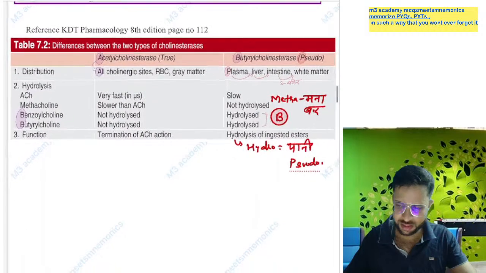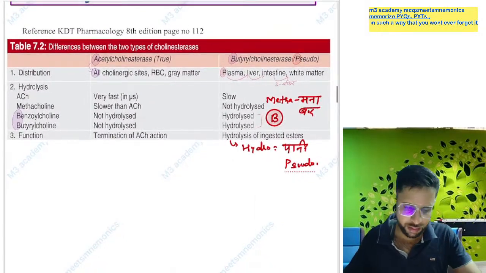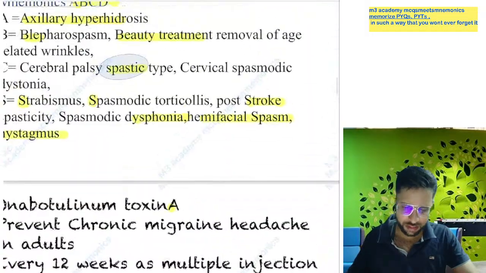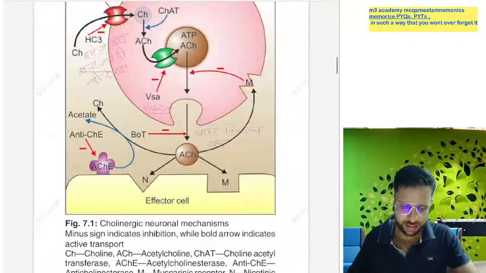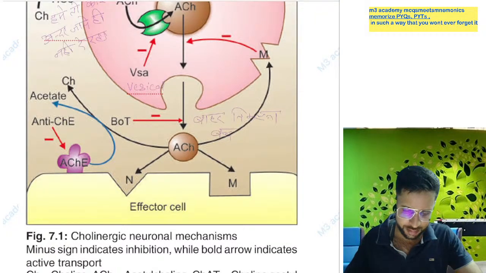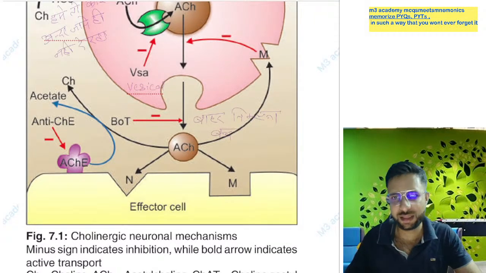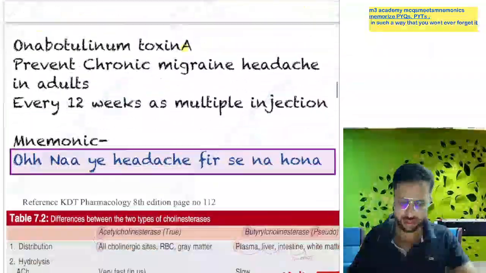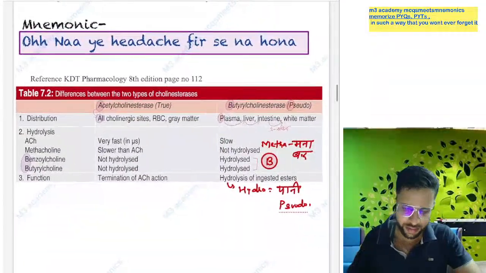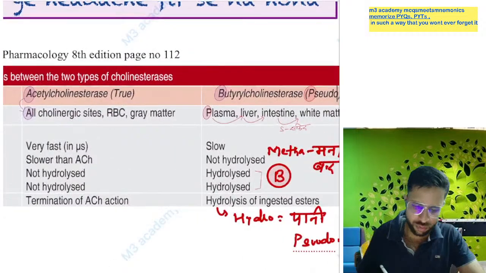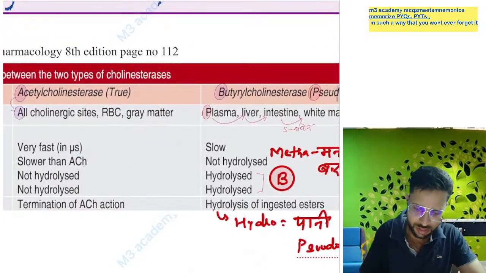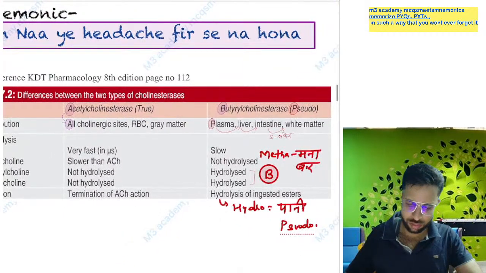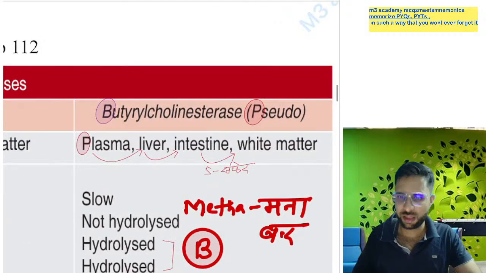This picture is taken from KD Tripathi. There are two types of acetylcholinesterase. In this diagram, acetylcholine is degraded by acetylcholinesterase, and if you inhibit this acetylcholinesterase, we can increase the concentration of acetylcholine. The two types are true acetylcholinesterase and false, or pseudo, acetylcholinesterase, which is butyrylcholinesterase.